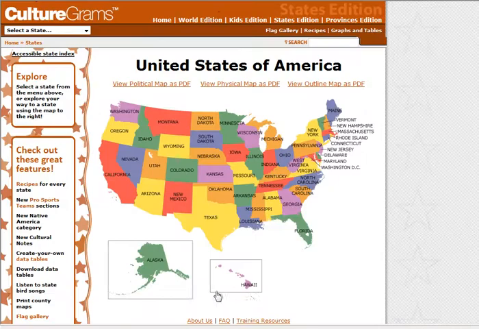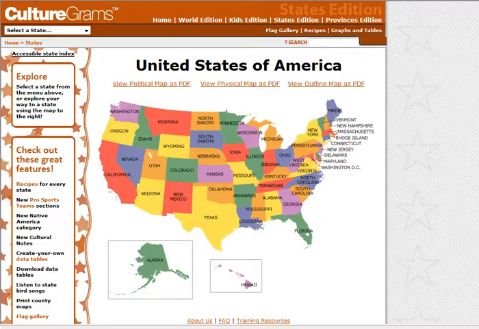You click on States and it brings up a map of our United States, and you can view the map as a PDF, as a political map, a physical map, or just a blank outline. You'll be able to print any of those out. Here are our 50 states, 48 contiguous, and there's Alaska and Hawaii. And for every state, we've got recipes, a list of their pro sports teams, and you can get information about the Native Americans.